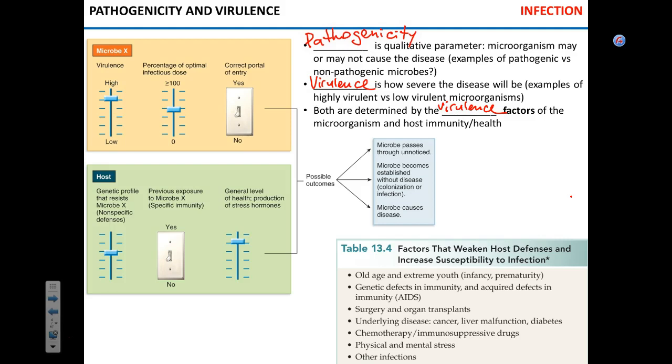Now, one thing we also have to appreciate is that the virulence of the microbe, and in some cases even the pathogenicity of the microbe, is determined not only by the virulence factors of the microbe, but also by the host's health and immune state. Okay?